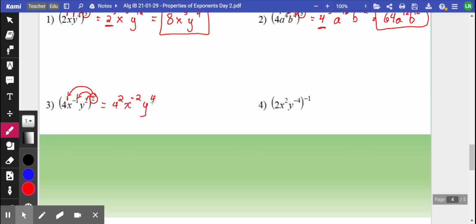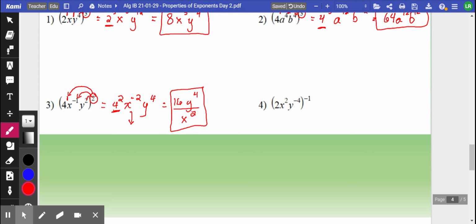Well, I have a negative exponent there, so this x is going to move to the bottom. It's going to be x squared on the bottom. And I need to take care of 4 squared. 4 squared is 4 times 4, so it'd be 16 y to the fourth. On the bottom, I would have x to the second power.